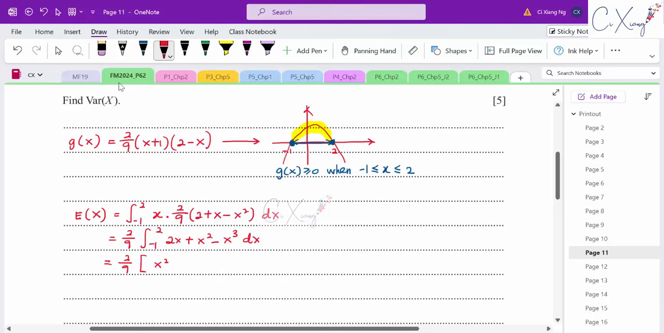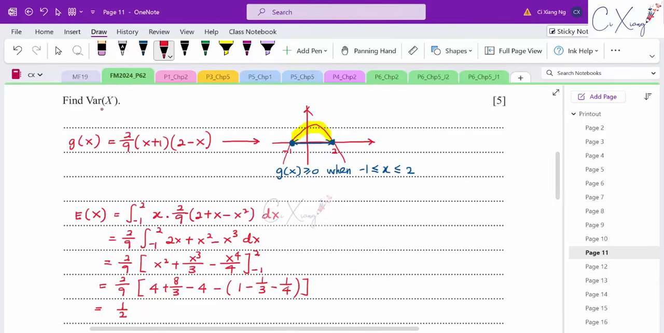Integrate 2x, I have x squared. Integrate x squared, I have x cubed over 3. Integrate x cubed, I have x to the power 4 divided by 4. Then put in the values 2 and -1. If I didn't make any careless mistake, substituting 2 first, the first term is 4, the second term is 8 over 3, and the third term is 4. Substituting -1, I have 1, then -1 over 3, and 1 over 4. Simplifying everything, I get a half. So this is the expected value of x.